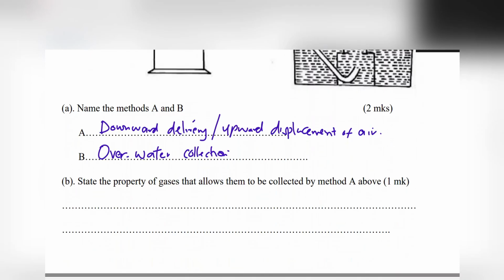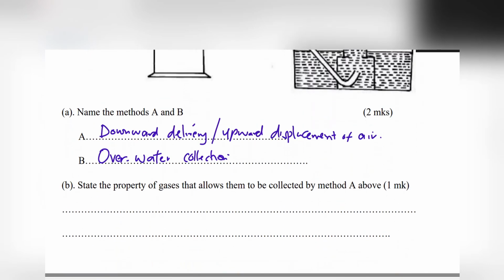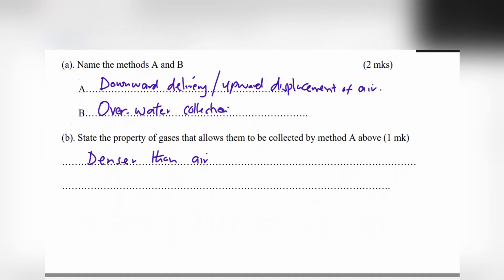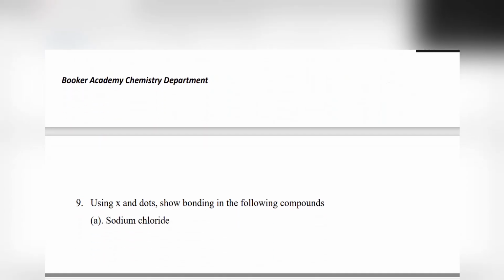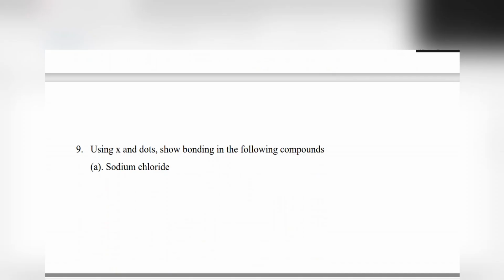State the property of gases that allows them to be collected by method A. The property is density, and therefore we say they are denser than air. We move to the next question, where we have question number 9. Question number 9 is on structure and bonding. Using X and dots to represent electrons, show bonding in the following compounds.